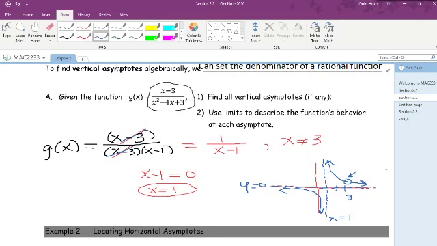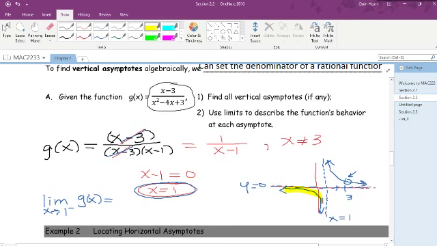Okay, so now let's talk about using limits to describe the function's behavior at each asymptote. So there's one asymptote that I'm talking about, which is x equals 1. We'll worry about the horizontal asymptote later. We're just looking at vertical. All right, so what would be the limit as x approaches 1 from the left of g of x? So coming in toward x equals 1 from the left, you're following along this piece of the graph. What's happening to the y values?